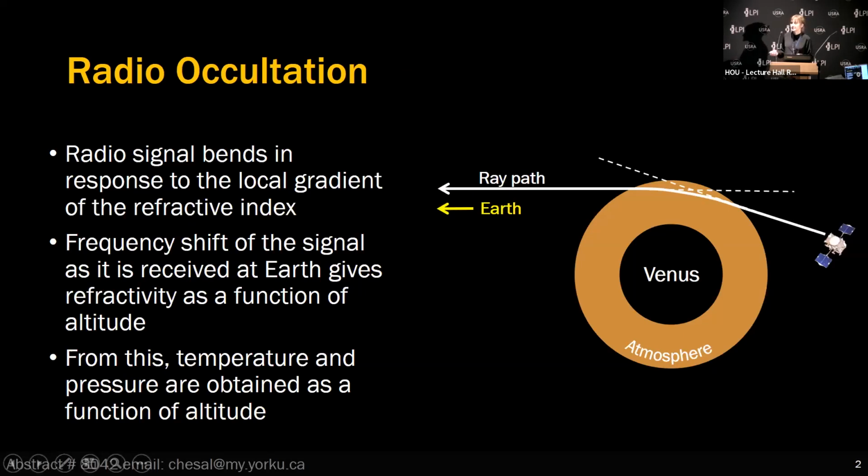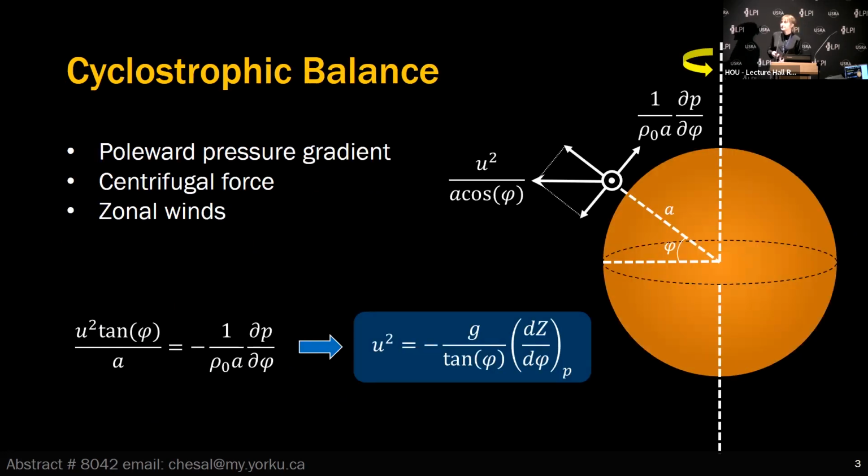Okay, so we've been talking about radio occultation a lot today, but I'm using the temperature and the pressure profiles that were obtained as a function of altitude due to the response to the local gradient of the refractive index of the atmosphere. So using these profiles and using the cyclostrophic balance, which is the balance between the poleward pressure gradient force and the centrifugal force, you can solve this force balance for the zonal winds. And this relies on the slope of the geopotential height surface at a constant pressure surface and the latitude.